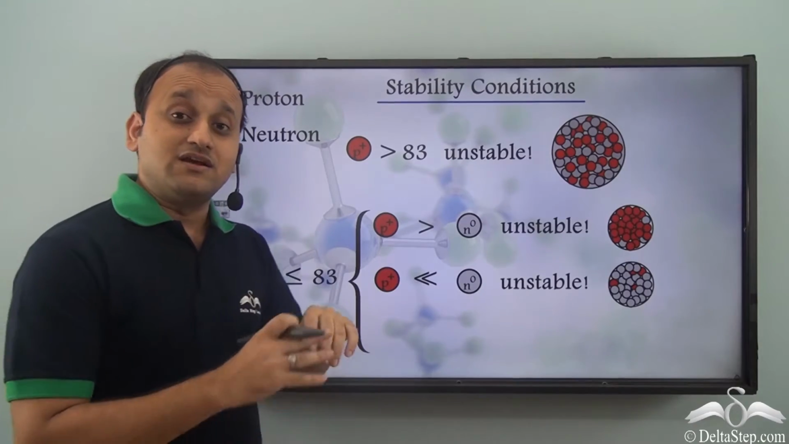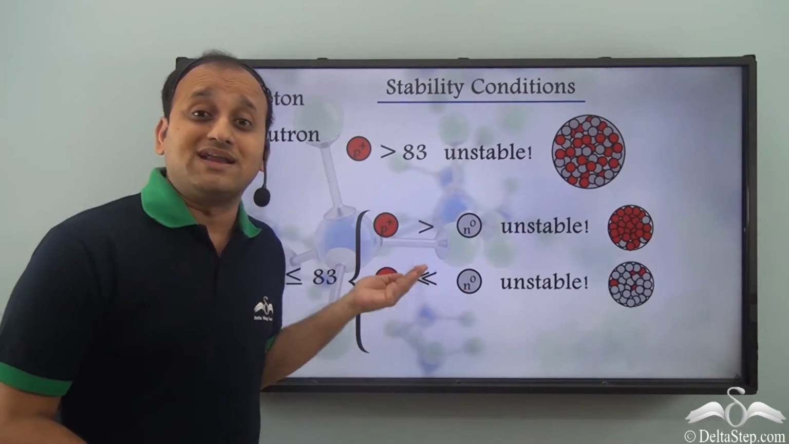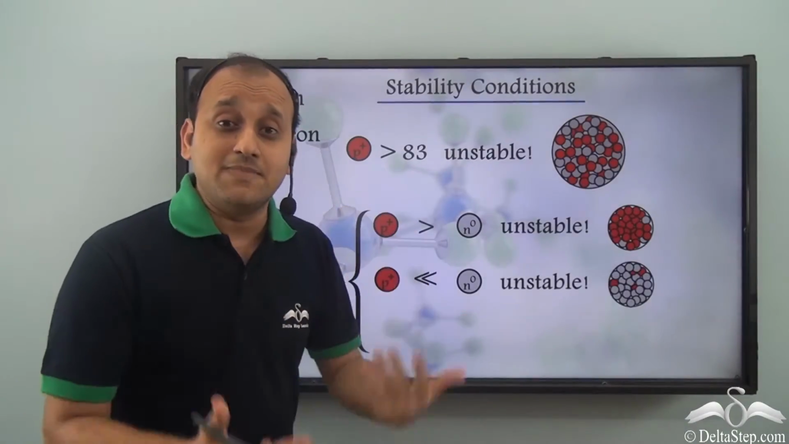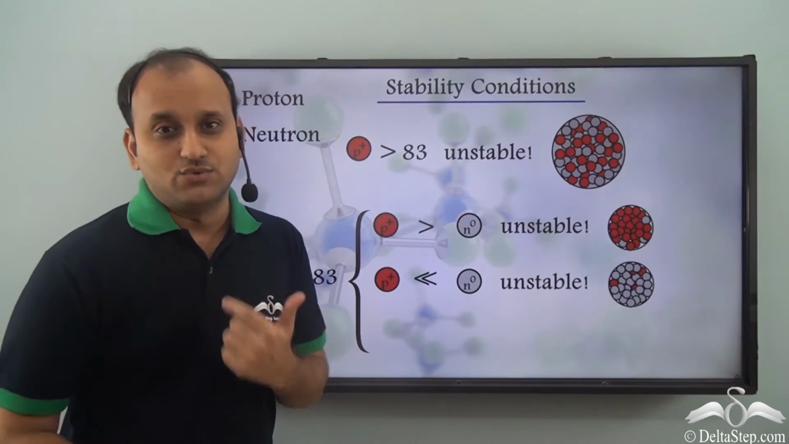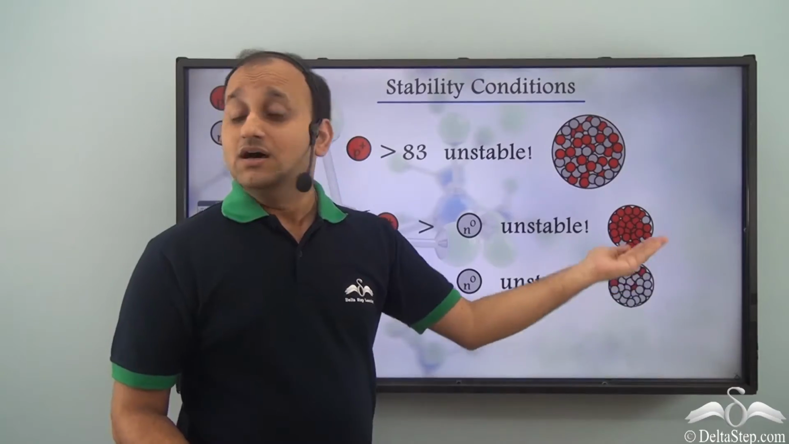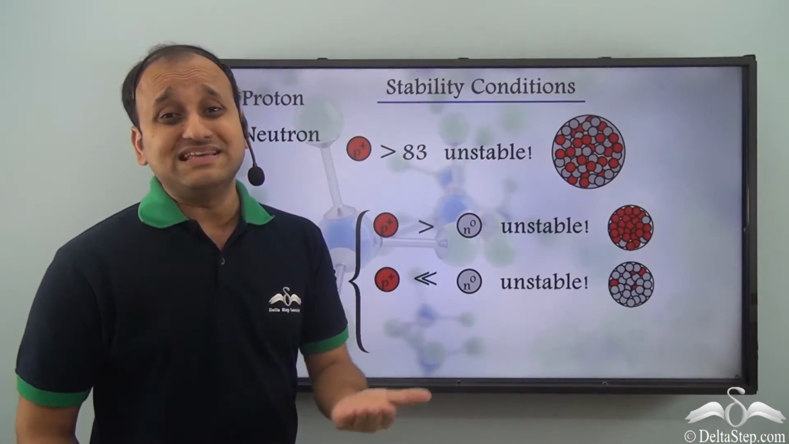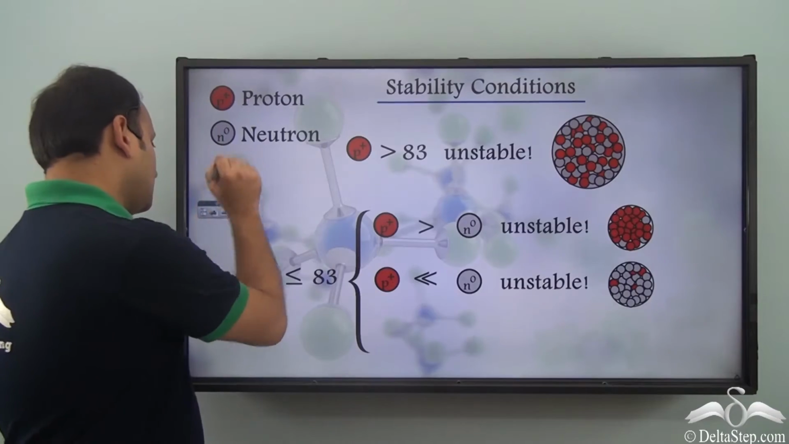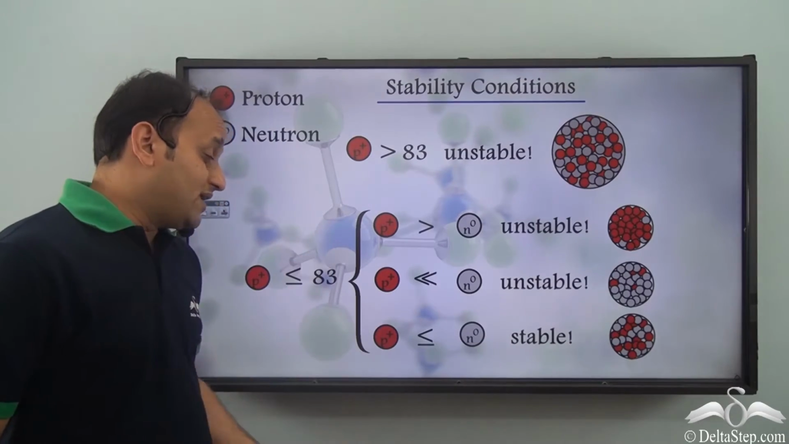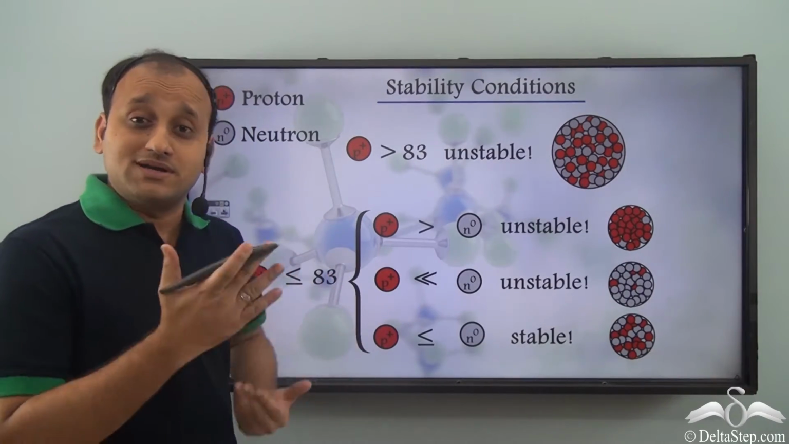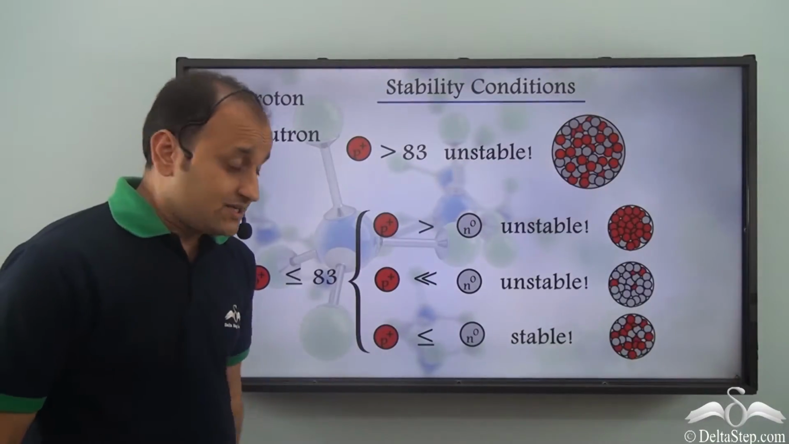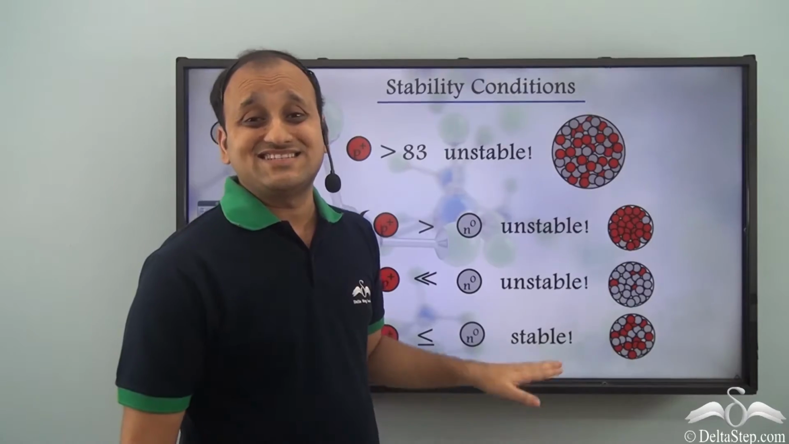Now in this case the repulsive forces are almost non-existent, so only nuclear binding forces are acting. So again there is an imbalance of forces inside the nucleus, and as a result even here you will see instability in the nucleus. So when will it be stable? Well, the only condition when a nucleus will be stable is when the number of protons is somewhat lesser or equal to the number of neutrons. So this is the only condition when the nucleus will be stable.